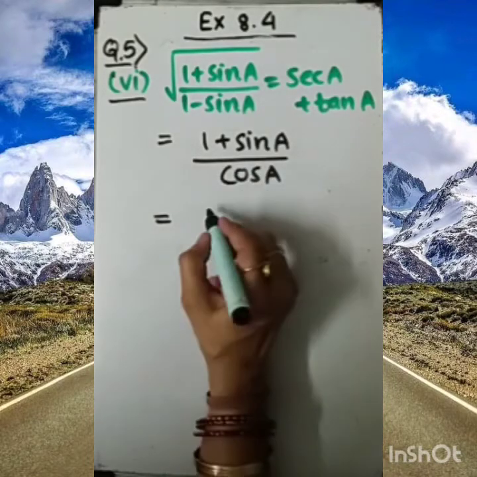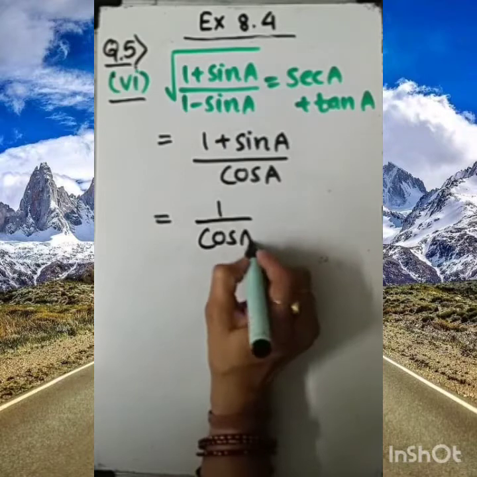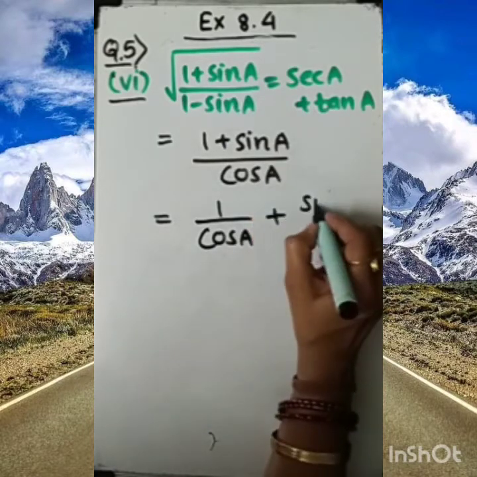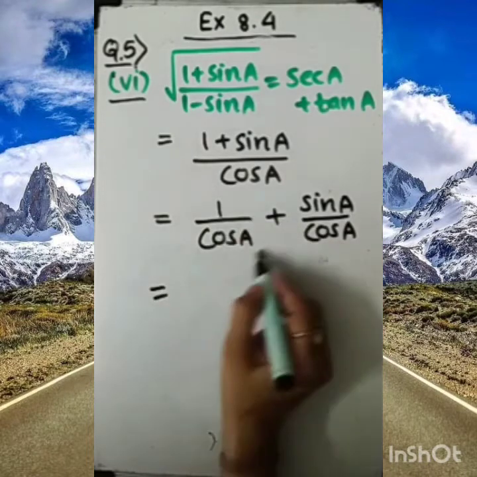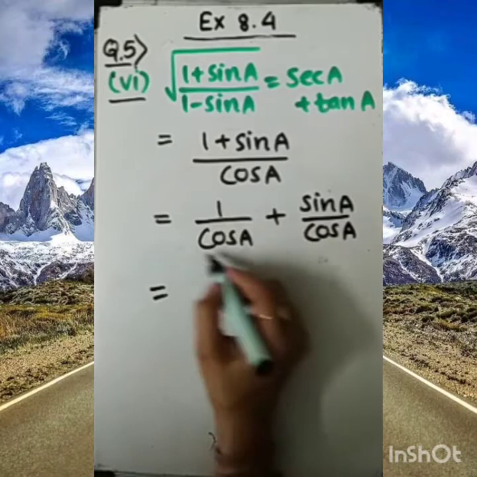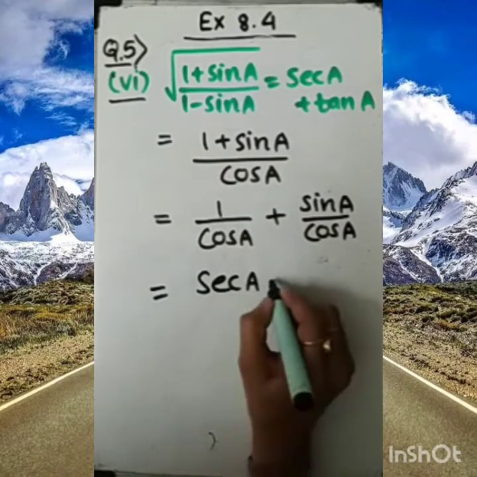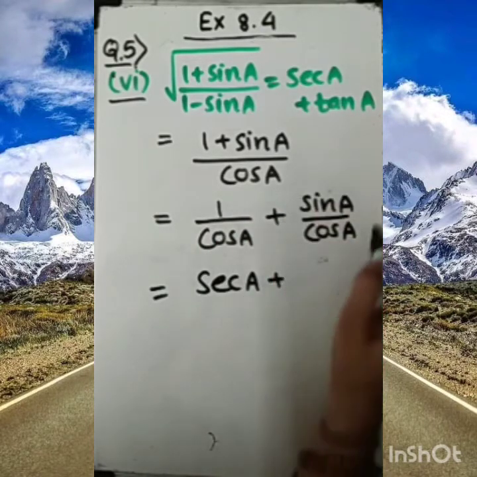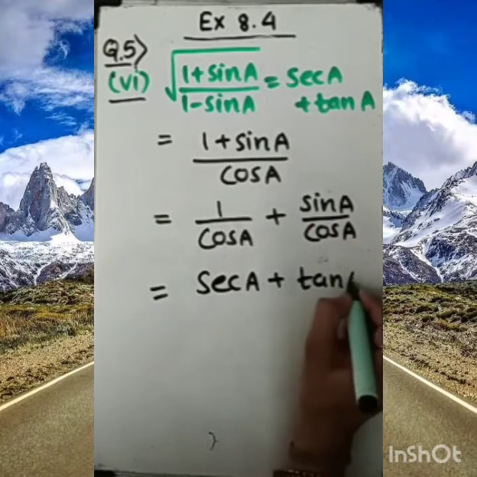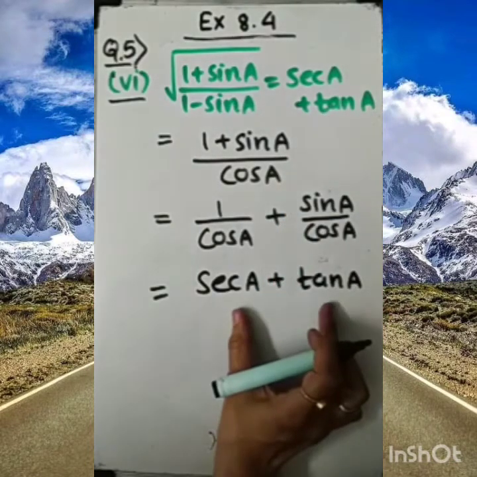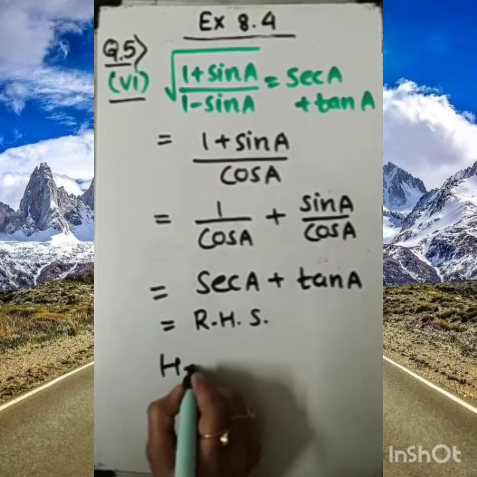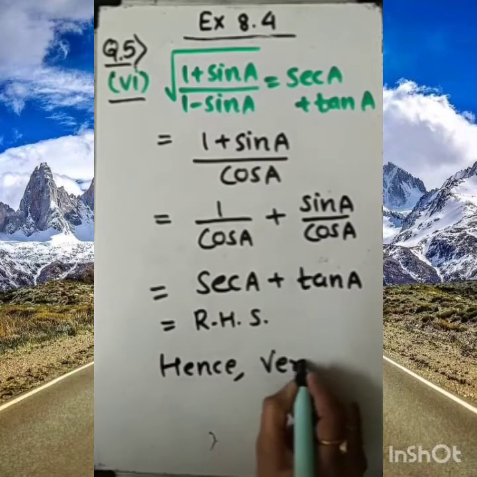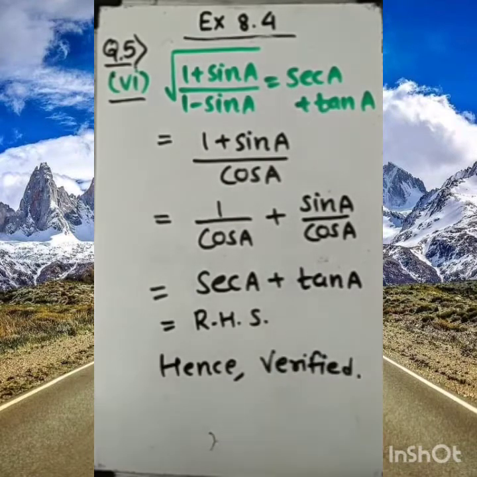If I separate with the denominator, then it will be 1 upon cos A plus sin A upon cos A, separating the denominator. Dear student, 1 upon cos A, cos is inverse of sec. So I need to write it is sec A. And you know very well sin A upon cos A, that is tan A. We are now exactly at our RHS. So I need to mention this is RHS. Hence verified. This is the complete solution of sixth part of question 5.